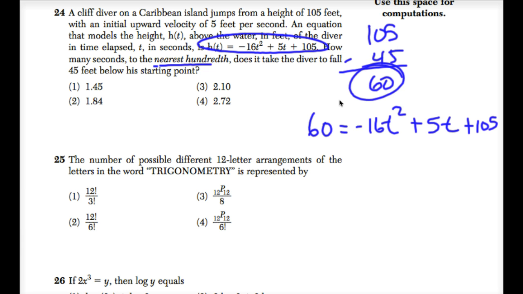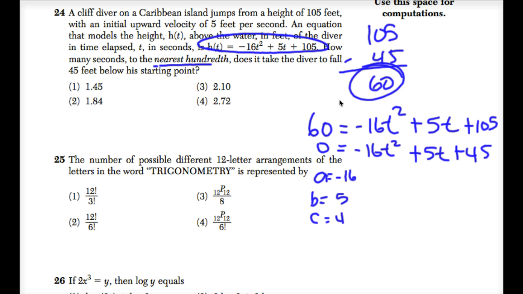Since this is a quadratic, I'm going to make everything equal to 0 by subtracting 60 on both sides, and I will get plus 45. Now looking at this, my a is negative 16, my b is 5, and my c is 45.